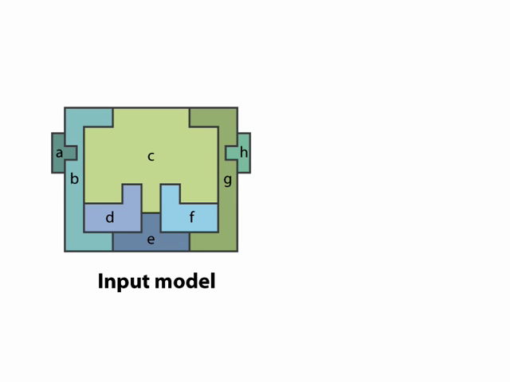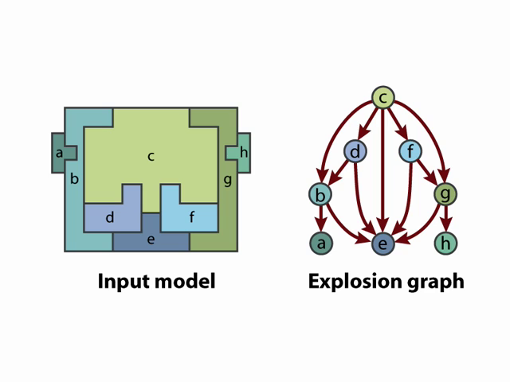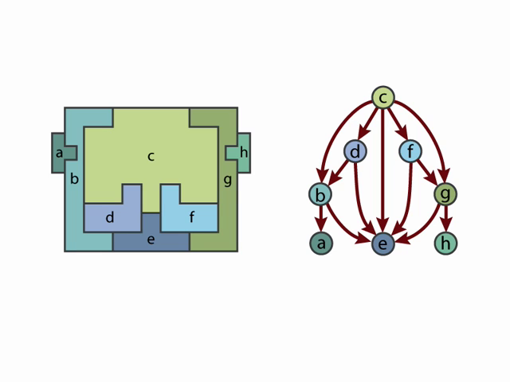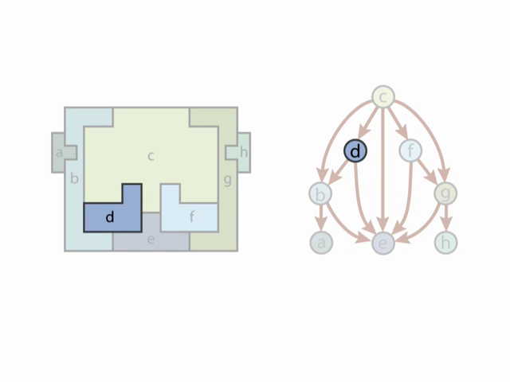Given an input model, our system automatically organizes parts into an explosion graph that defines the relative order in which parts can explode without passing through each other. For example, to move part D, we first move its descendants A, B, and E out of the way.